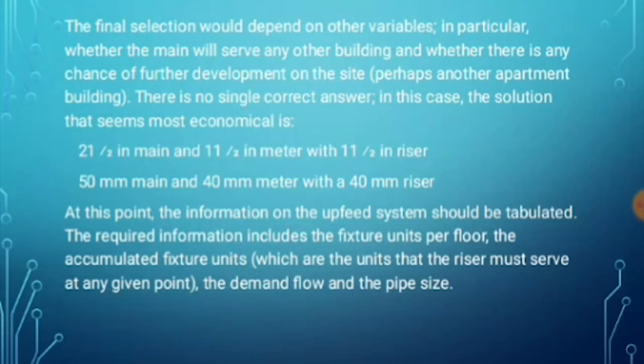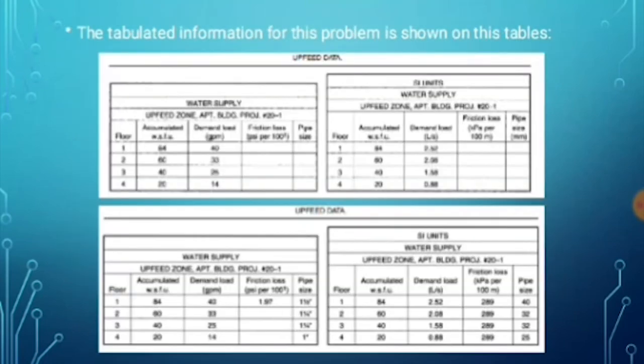At this point, the information of the upfeed system should be tabulated. The required information includes fixture, units per floor, the accumulated fixture, the demand flow, and the pipe size. This is the tabulated information for the problem.